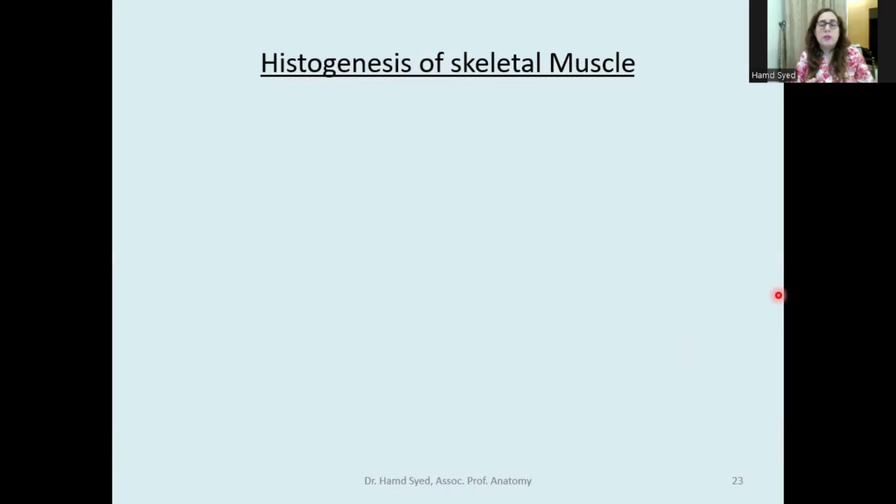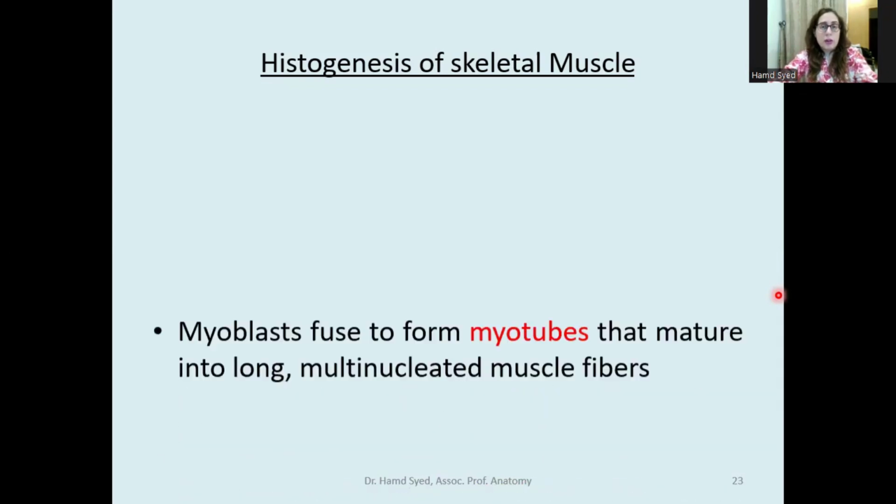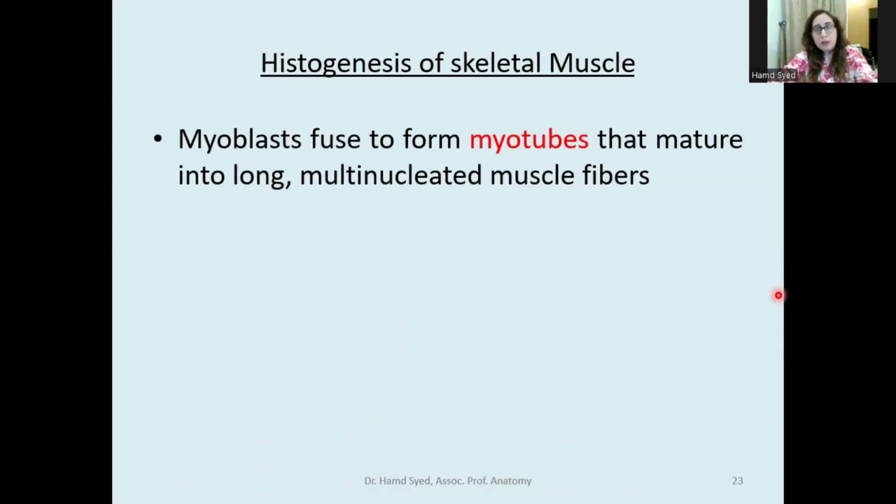So now that we have discussed the origin of the muscles and how we can classify them on the basis of embryological origin, we are going to discuss the histogenesis of skeletal muscle. How is skeletal muscle formed at the histological level, also known as myogenesis? So in this process, first myoblasts. Now, you know the word blast represents a precursor form. So those cells which are going to form the mature muscle cells are known as myoblasts.